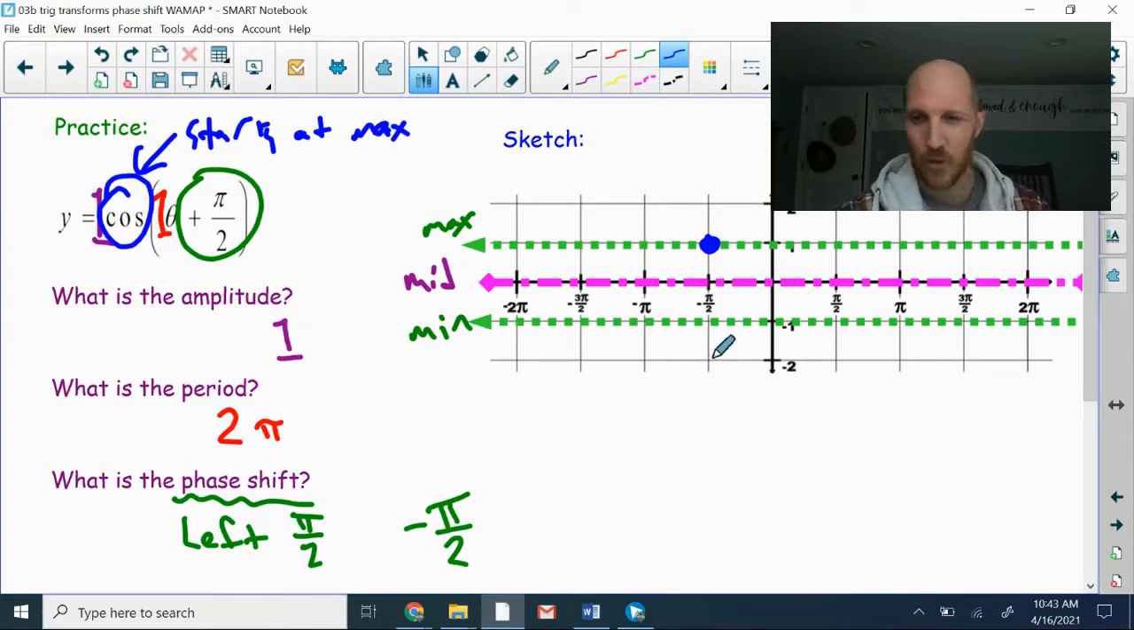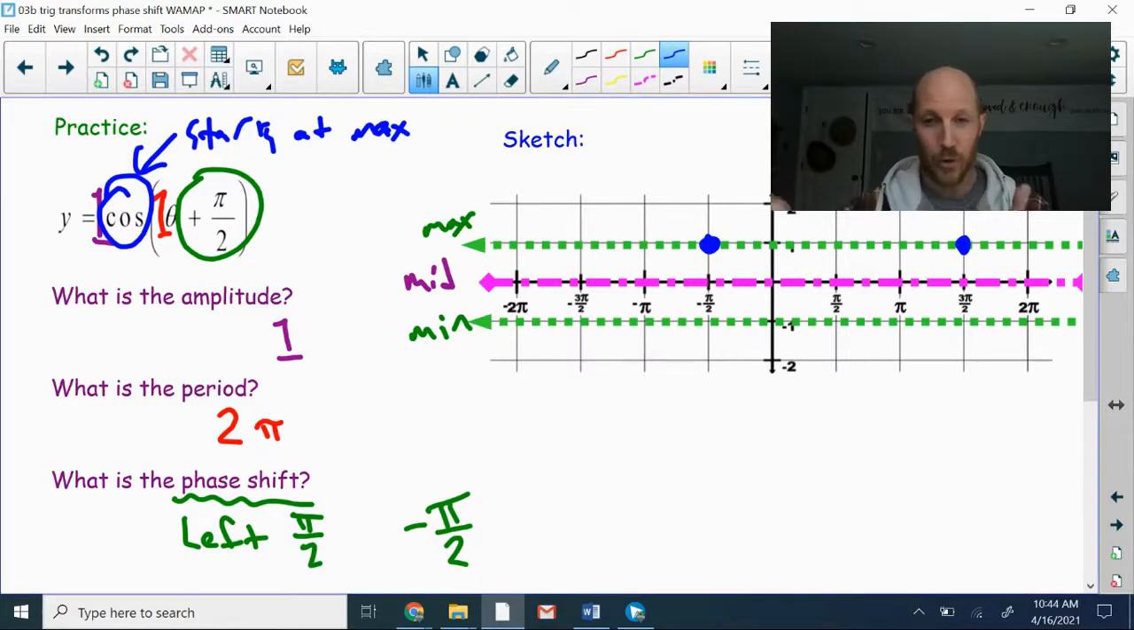You've got to pay attention to how the graph is marked. In this case, it's marked every pi over 2, or every half pi. So I would need 4 graph lines to make 2 pi: 1, 2, 3, 4. So I'm just going to end right here.